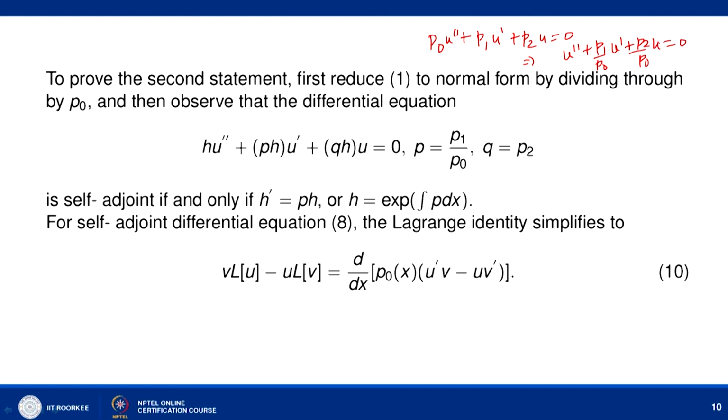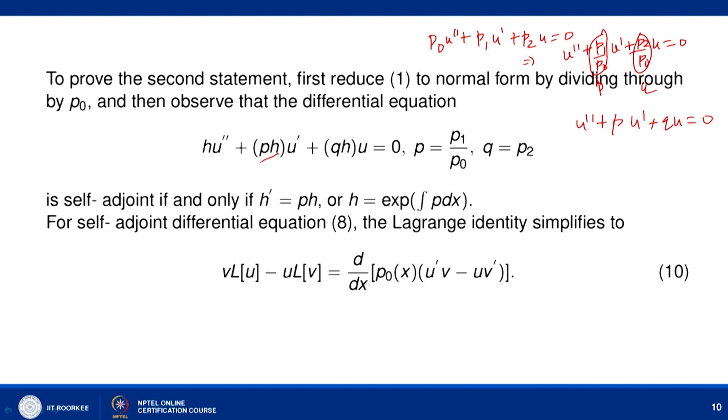Now multiply by h. When you multiply by h, you have h u double dash plus p h u dash plus q h u. Here p is P1 by P naught, so let us call this p and call this q. So we are writing u double dash plus p u dash plus q u equal to 0, then multiply by h. So we have h u double dash plus p h u dash plus q h u equal to 0, where p is P1 by P naught and q is P2 by P naught.